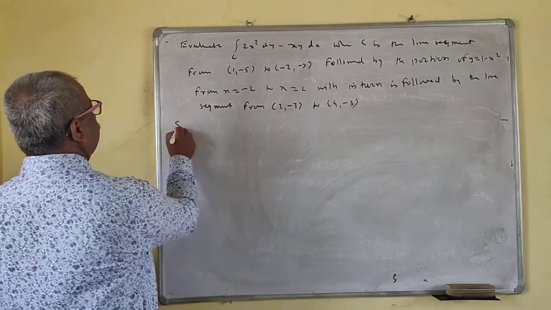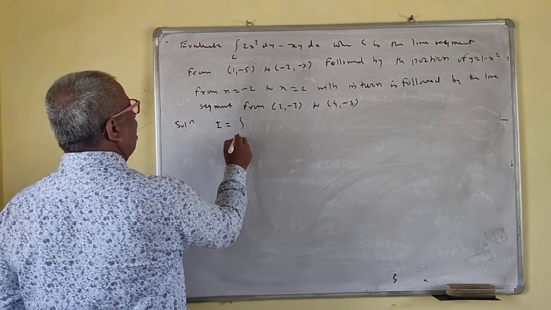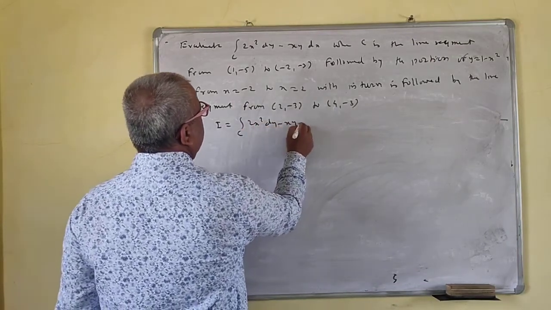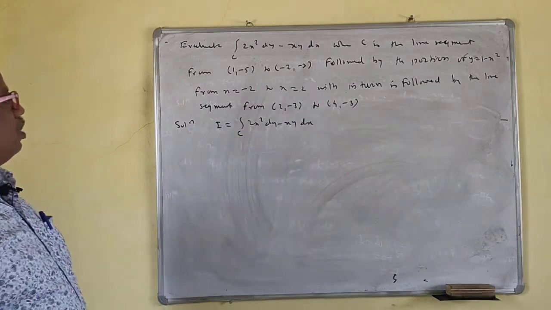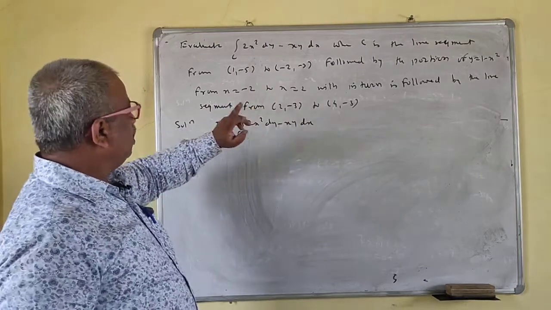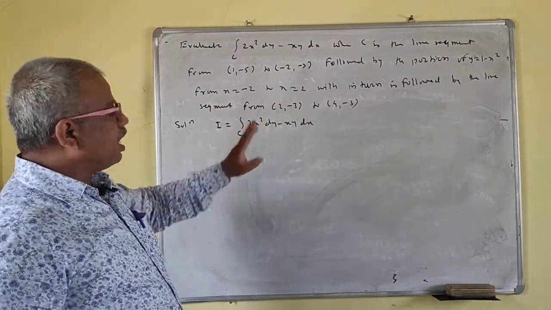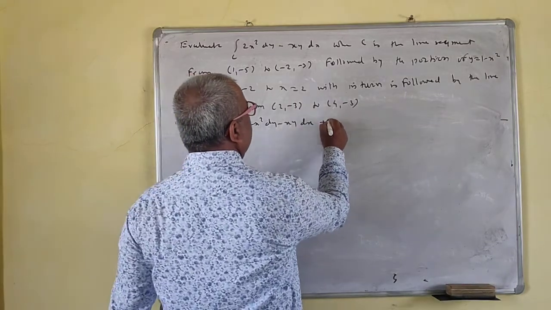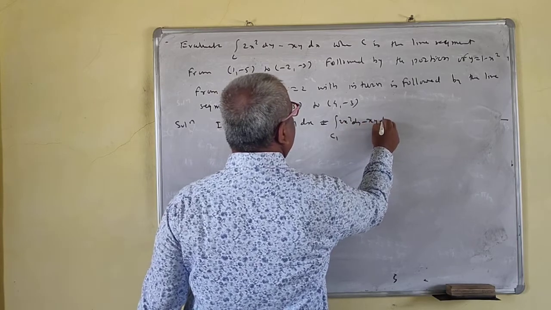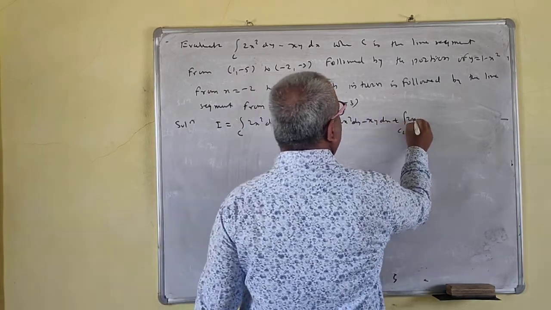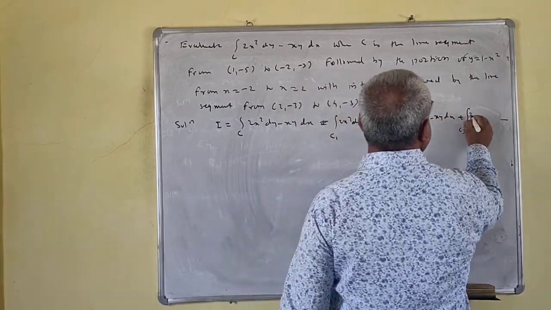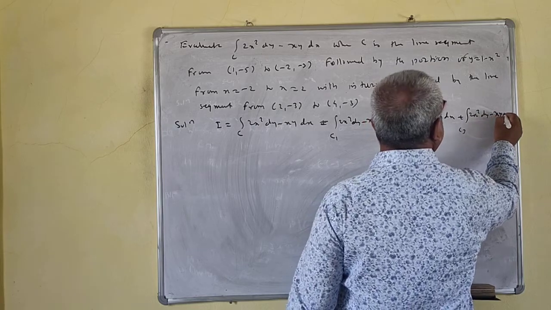Okay, solution. Let I be the integral over C of x square dy minus xy dx. First of all, C is the segment joining these points, then followed by this portion of the parabola, and then from this. So these are three curves. So this is equal to the integral over C1 of x square dy minus xy dx plus the integral over C2 of x square dy minus xy dx plus the integral over C3 of x square dy minus xy dx.